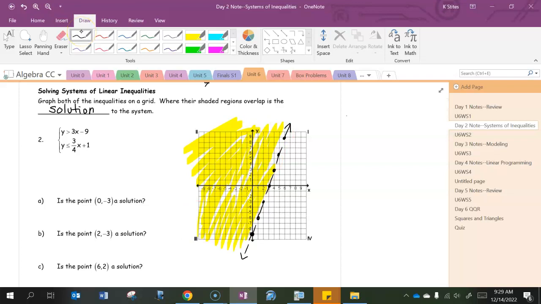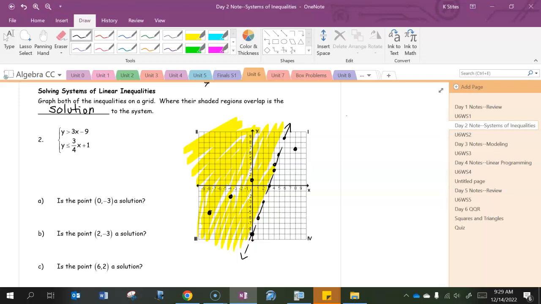Okay, then we're going to graph the next line. Y-intercept at 1, slope of 3/4, up 3, right 4. Now, you are used to looking for where the lines intersect. We don't care about that here. Okay, they're not going to necessarily intersect at a nice place. Okay, we're actually going to care about where the shadings overlap.